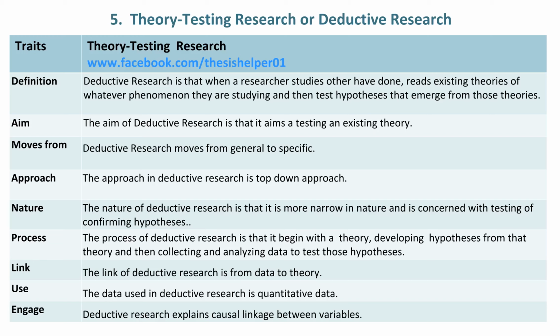The nature of deductive research is that it is more narrow in nature and is concerned with testing or confirming hypotheses. The process of deductive research is that it begins with a theory, developing hypotheses from that theory, and then collecting and analyzing data to test those hypotheses. The link of deductive research is from data to theory. The data used in deductive research is quantitative data. Deductive research explains causal linkage between variables.